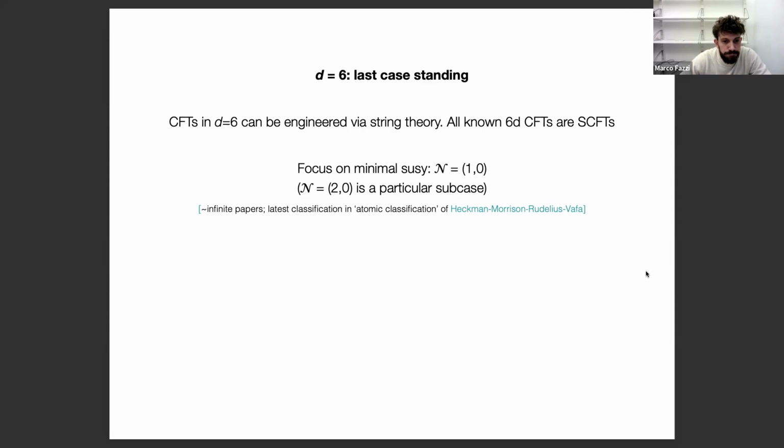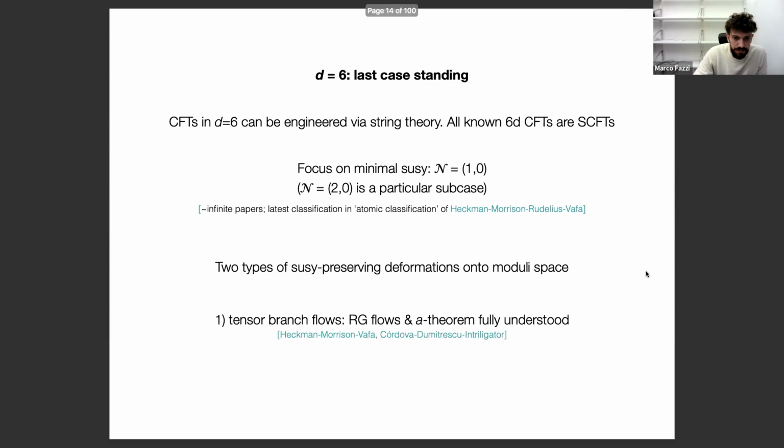Okay. No problem. So in the (1,0) supersymmetric case, we distinguish two types of supersymmetry preserving deformations that trigger flows onto the moduli space, the vacuum moduli space of these theories. The first one is the so-called tensor branch flows, namely you give a VEV to the scalars in the tensor multiplets of any (1,0) theory. In this specific case, RG flows and the a-theorem are fully understood. Essentially, the flows are rather simple to describe, and the a-theorem was actually proven in this paper by Cordova, Dumitrescu and Intriligator. Whereas the focus of this talk is going to be Higgs branch flows, which are harder, and we'll see why and how to characterize them.